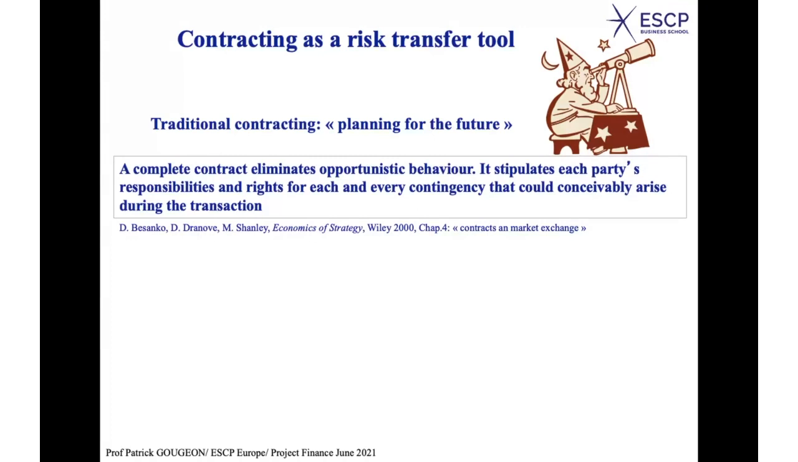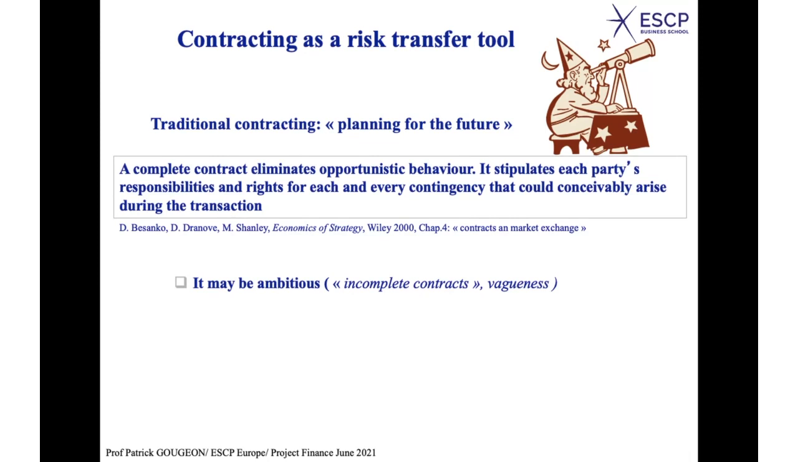So I repeat the phrase: it stipulates each party's responsibilities and rights for each and every contingency that could conceivably arise during the transaction. So, what is the problem there? That's why I also write that traditional contracting has to do with planning for the future. You try to see what the future might be and who is doing what.